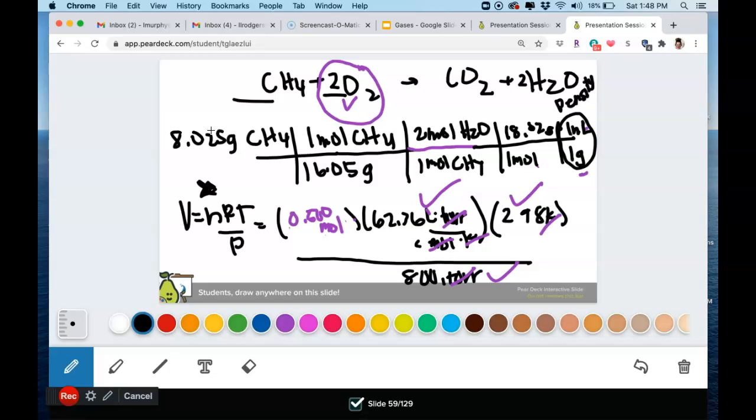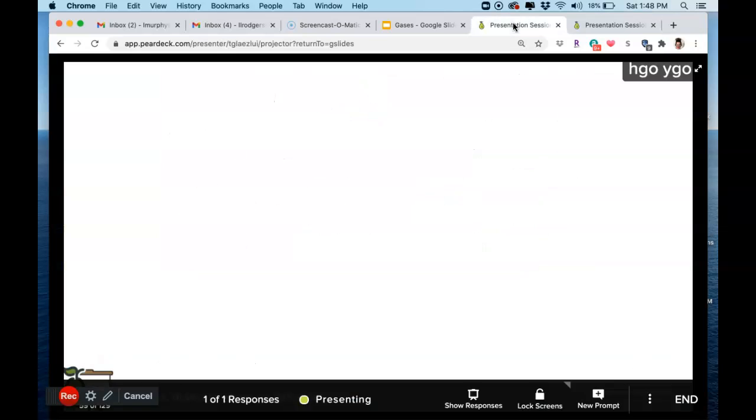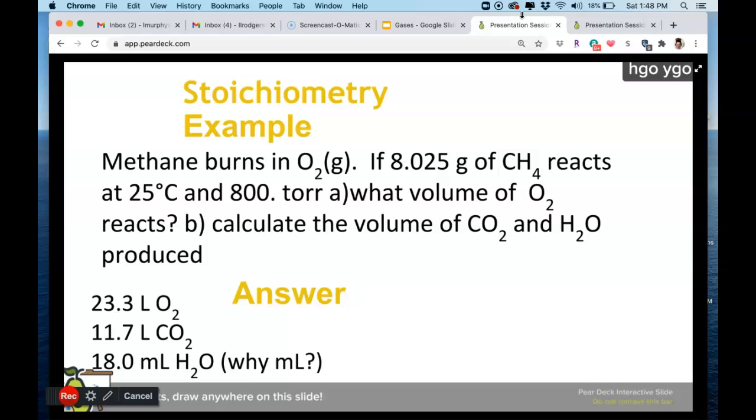So right, 8 divided by 16 is a half, times 2 is 1. 1 times 18 is 18. And then times 1 is 1, or 18 still. I didn't change the number. So that's how you get the milliliters. Okay, so those were those answers.